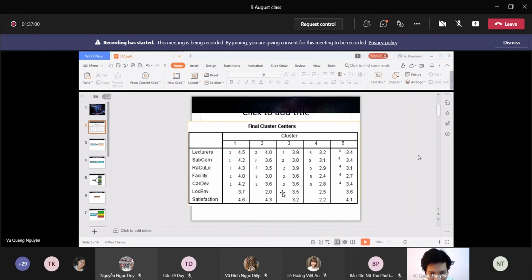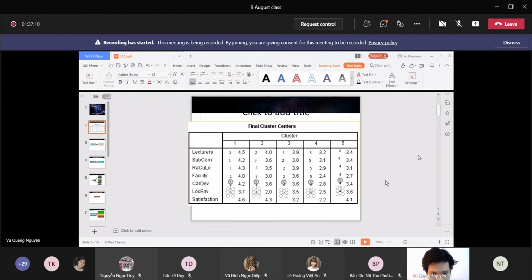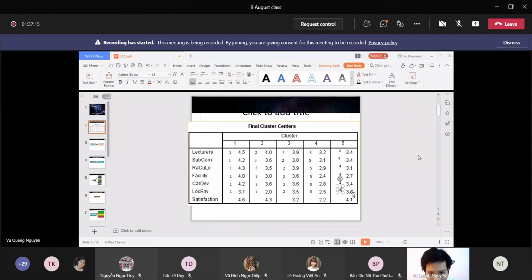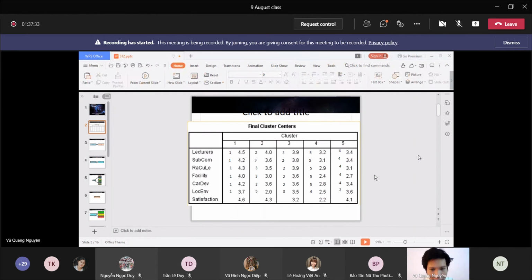How about location environment? No, this one is different. Location environment is very much different. Cluster 1 is still number 1, but number 2 is cluster 5. And then number 3 is cluster 3. Number 4 is cluster 4. And number 5 is cluster 2. Okay, a little bit different, and you will see how I make the difference between them.